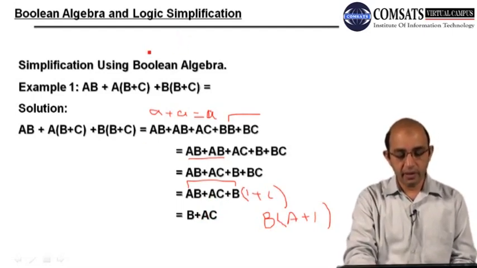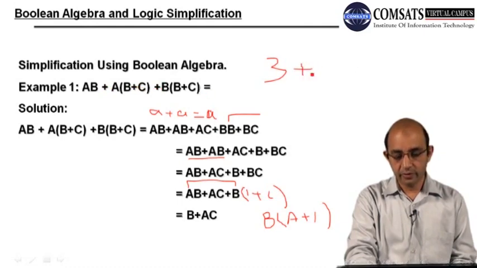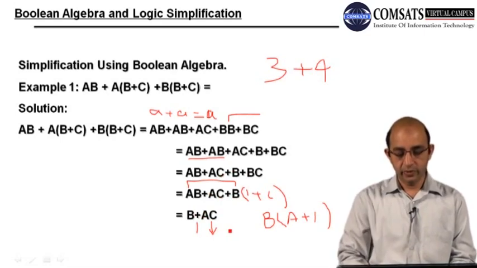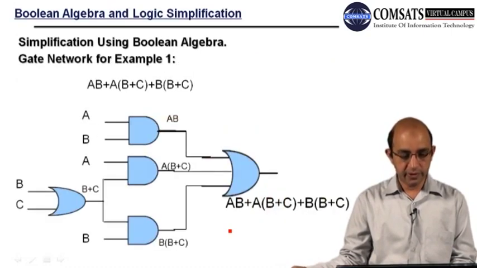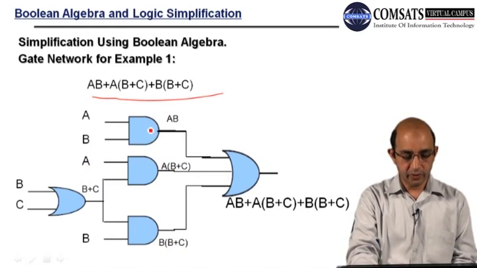And if you count the number of gates, we have 1, 2, 3 AND operations over here, and 1, 2, 3, 4, four OR operations over here. So we have 7 gates. So here we have only 2 gates. One is OR, and this is the AC AND operation. So you have reduced 5 gates by using the simplification. So this is the circuitry. If you straight away implement this expression, you can calculate the number of gates, 1, 2, 3, 4, 5.